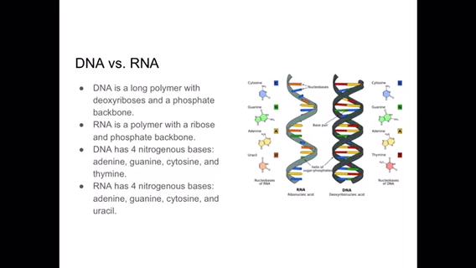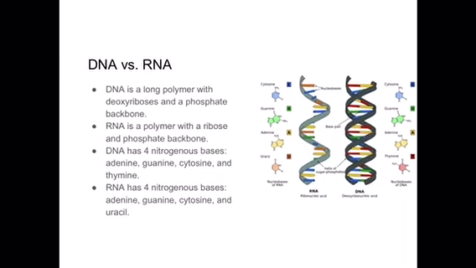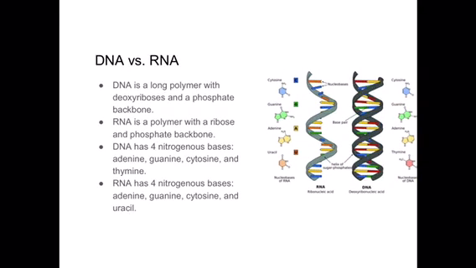Next, DNA versus RNA. DNA is a long polymer with deoxyribose and a phosphate backbone. RNA is also a polymer with a ribose and phosphate backbone instead. DNA has 4 nitrogenous bases: adenine, guanine, cytosine, and thymine. RNA has 4 nitrogenous bases: adenine, guanine, cytosine, and uracil instead of thymine.